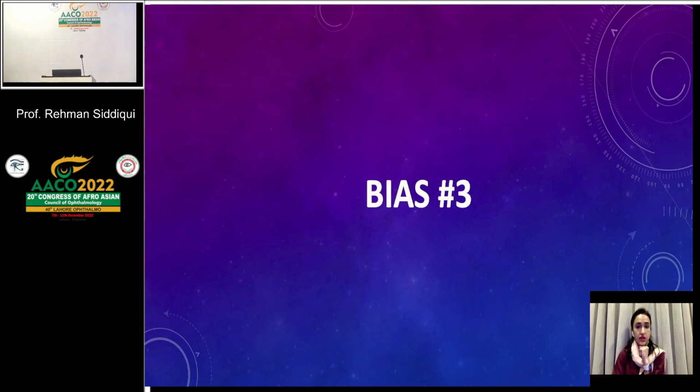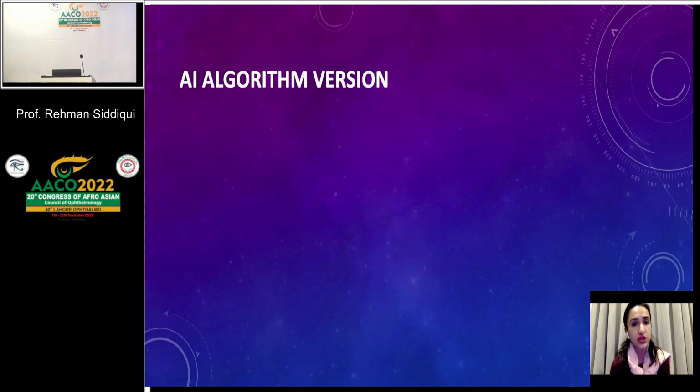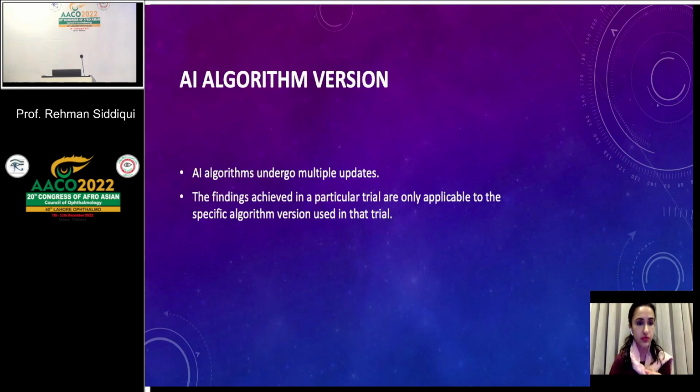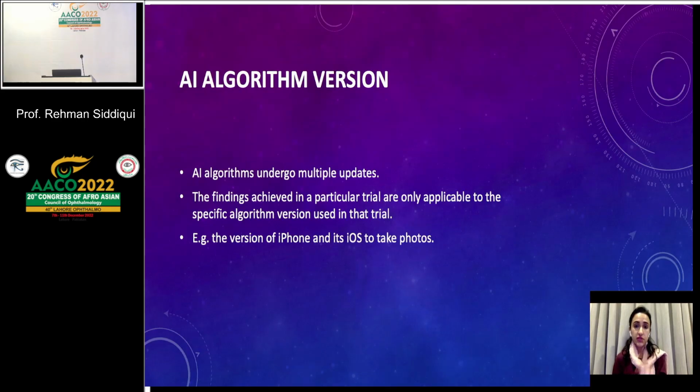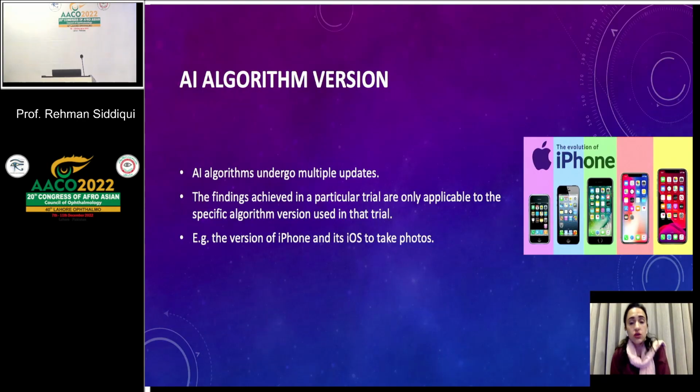Right. The third is the AI algorithm version. Now, as expected, when AI algorithms are being developed, they undergo multiple updates and multiple improvements. So the findings that are achieved in a particular trial are only applicable to the specific version used in that trial. For example, a very basic example, as we know, the iPhone that we use and that we love has undergone multiple updates over the past 2 decades.